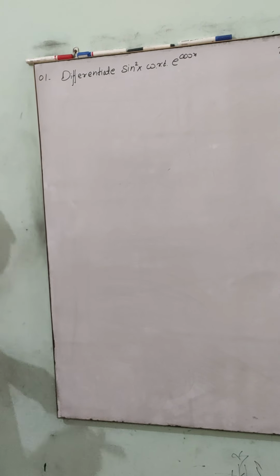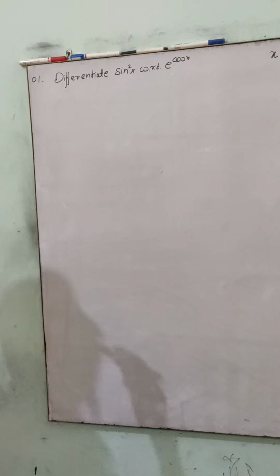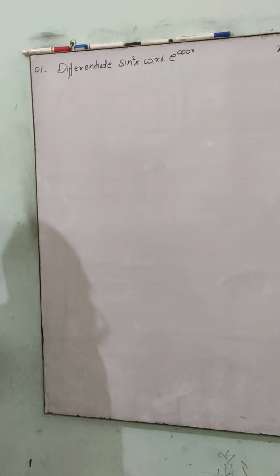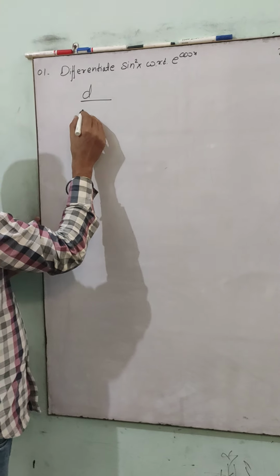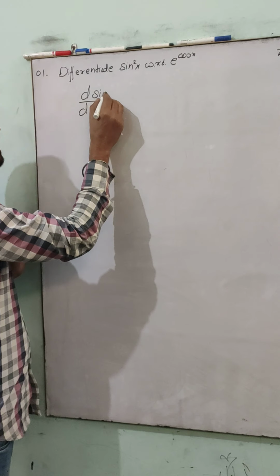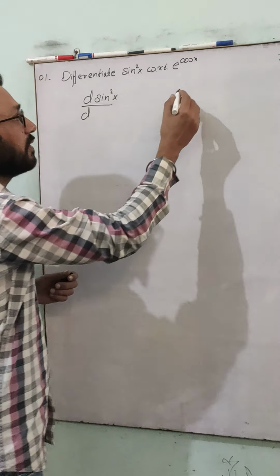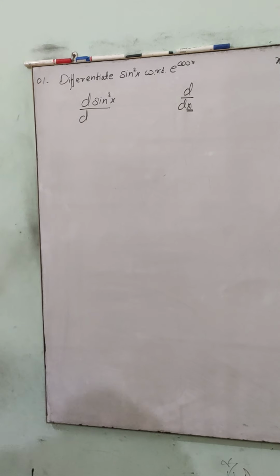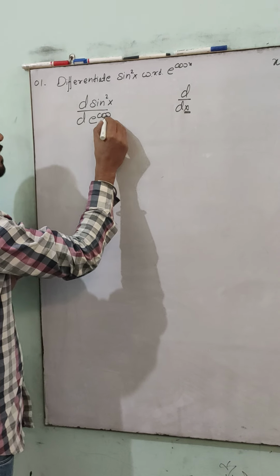Hello dear students, today we are going to do some questions from differentiation. In the first question, we are going to differentiate sin²x with respect to e^(cos x). Normally we differentiate with respect to x, but in this case we are differentiating with respect to e^(cos x).